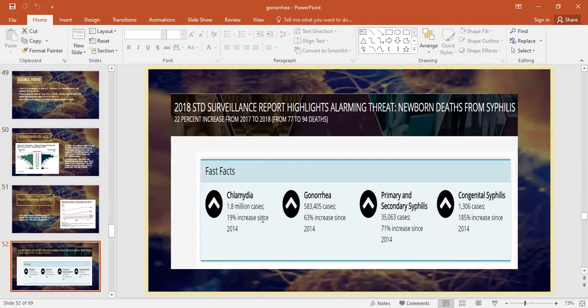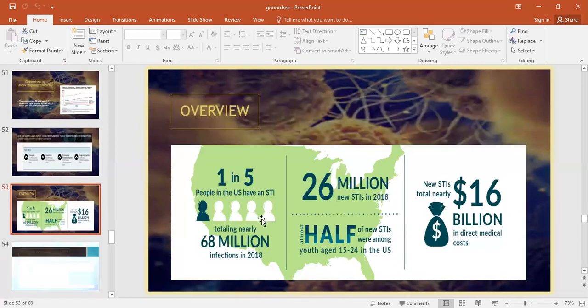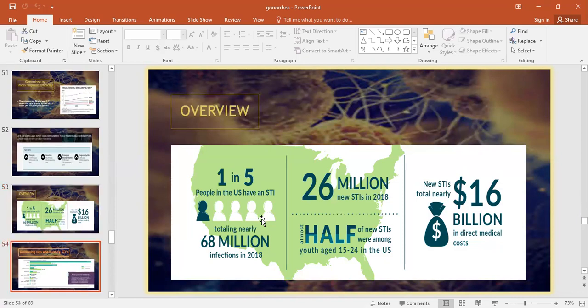The 2018 STD surveillance report highlights show gonorrhea infection at about 5,083,405 cases, a 63% increase since 2014. 1 in 5 people in the US have an STD, totaling nearly 68 million infections in 2018, with 26 million new STIs in 2018, costing about 16 billion in direct medical costs.